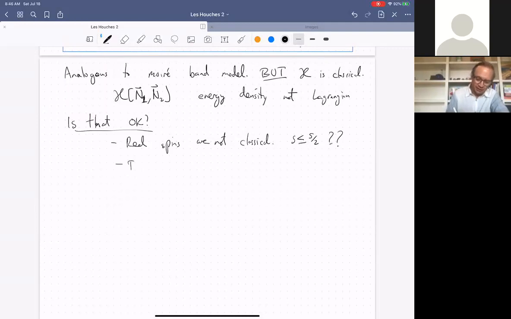The saving grace here is that the number of spins in a Moire unit cell is huge. And because these materials exhibit magnetic order, they act collectively.